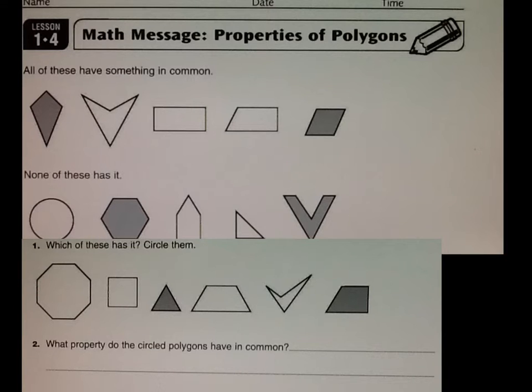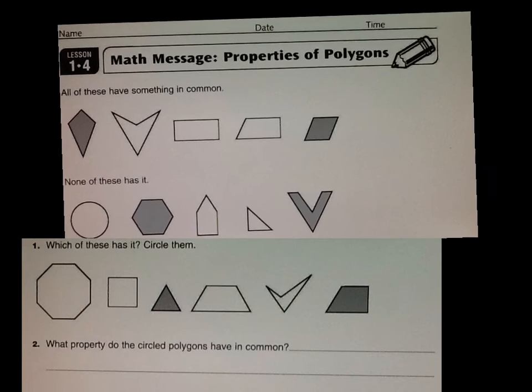We're going to take a look at the math message. You have this paper as well. Take a look at the top. It says all of these have something in common. None of these has it. So number one, which of these has it? Circle them. So what property do the circled polygons have in common?